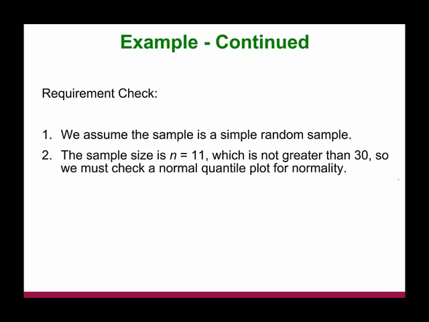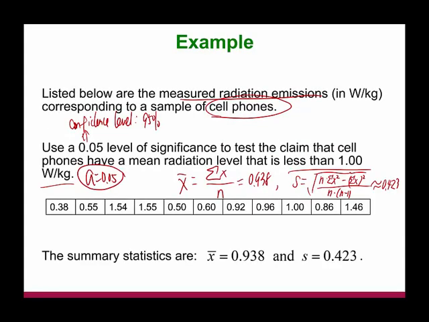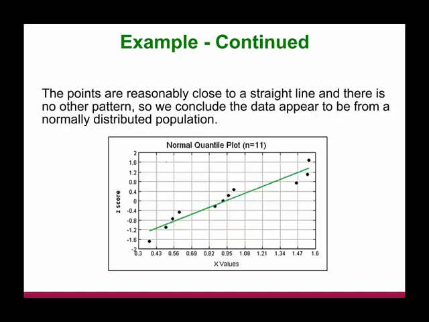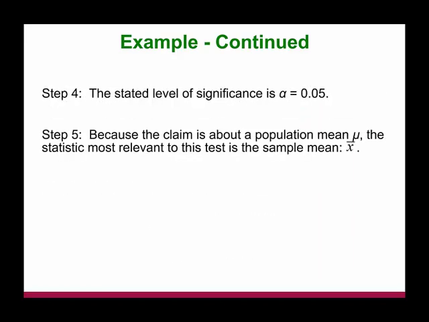Now, first of all, we check the requirement. It's a simple random sample, which I think is indicated in the question. The sample size is 11. It's not greater than 30, so we must check the normal quantile plot for normality. And if you look at the graph, it turned out to be like that. So let me just walk you through how to graph all of this in Excel.